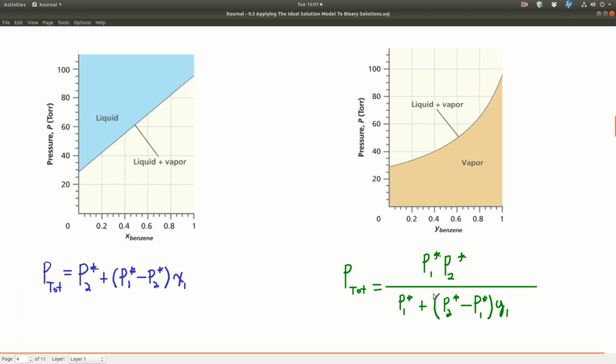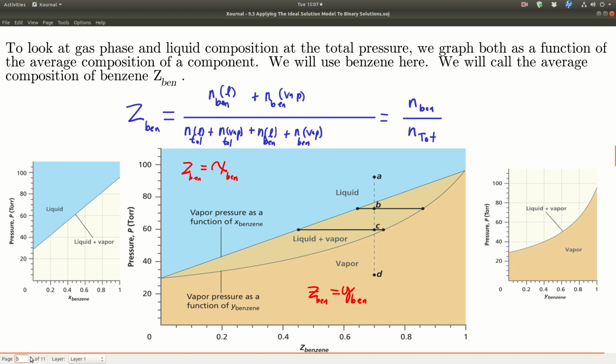Remember that we have an inverse relationship between the total pressure and the mole fraction of that same component in the gas phase, y1. And that's what it looks like here. Plot the total pressure versus the mole fraction, in this case of benzene in the gas phase, and it looks like this. Now, to look at the gas phase and liquid compositions under the total pressure, we graph both as a function of the average composition of a component, benzene.